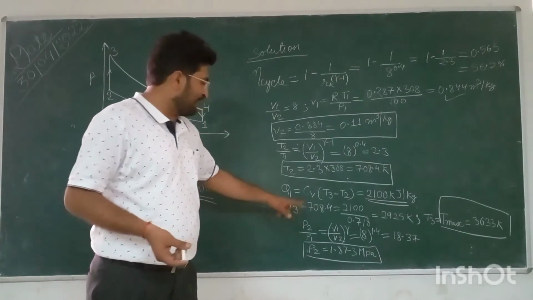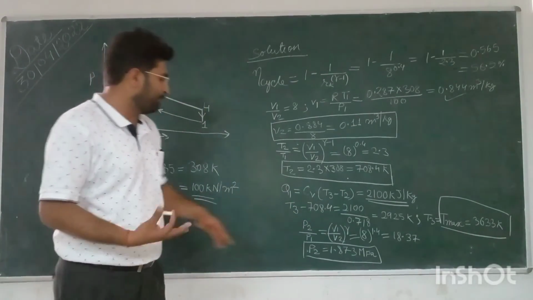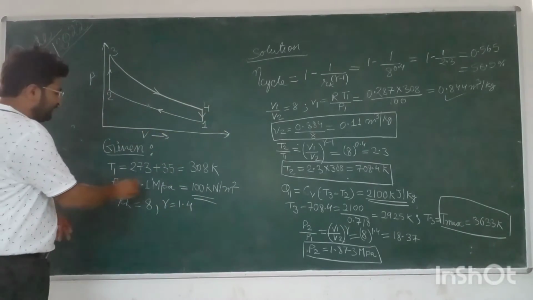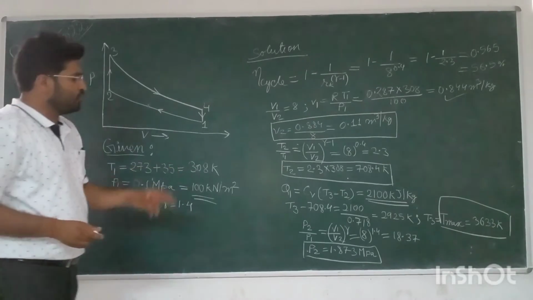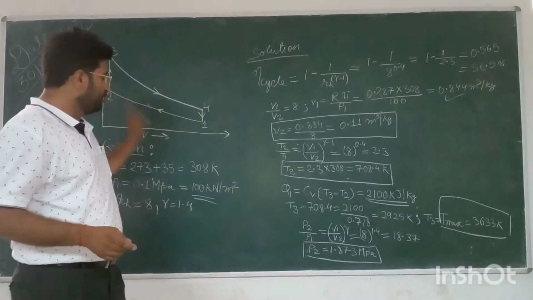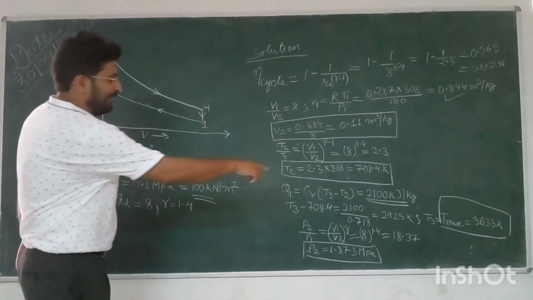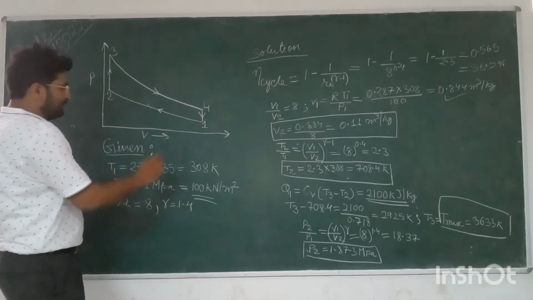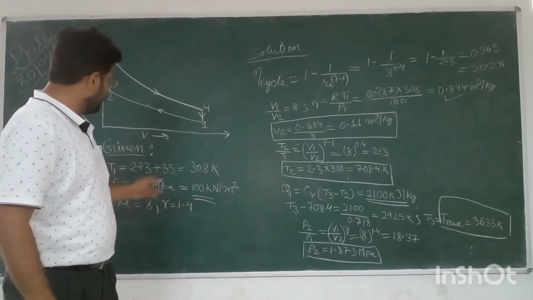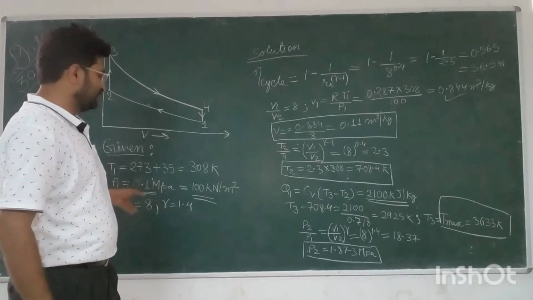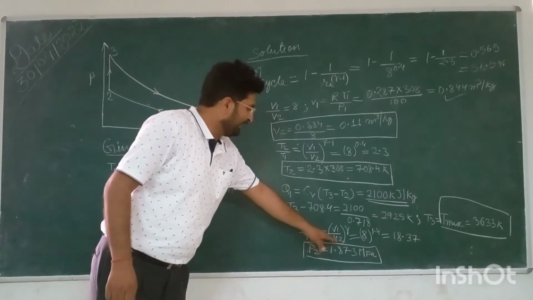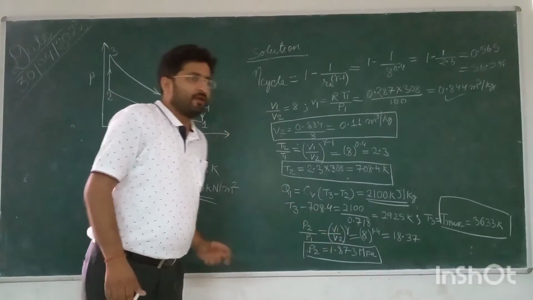After calculating this ratio, we know the pressure at the initial of the compression, and it's already given as 0.1 megapascal. So for calculating the pressure at point number 2, we will simply multiply 18.37 with this pressure, that is 0.1 megapascal, and once we multiply it, we get the pressure at point number 2, and that comes to 0.1873 megapascal.